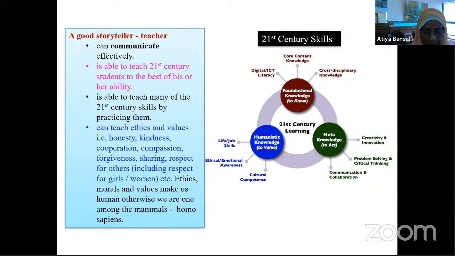Okay? Now my point is, do you agree with me or not with my conclusions here? You have every right to disagree. Do you agree with me? All this is possible if a teacher can tell stories. A teacher can teach 21st century skills also. No response?